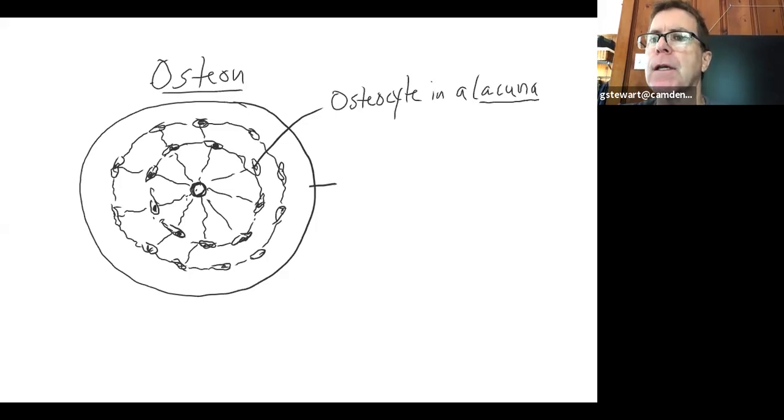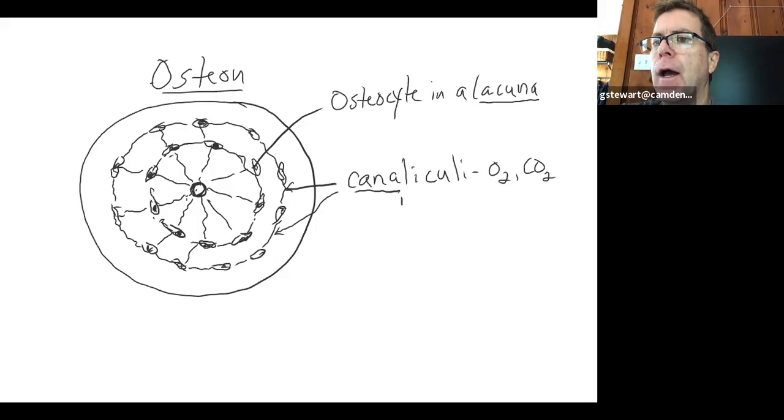So this little tiny canal is called a canaliculus. Canaliculi is plural; canaliculus would just mean one. So I'll label another one. So these are canaliculi. That's just Latin for small canal, tiny canal. And that allows for things like oxygen, CO2, and nutrients to get to and from the cells. A few more terms of this osteon.